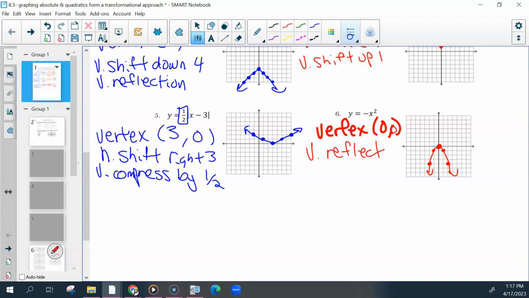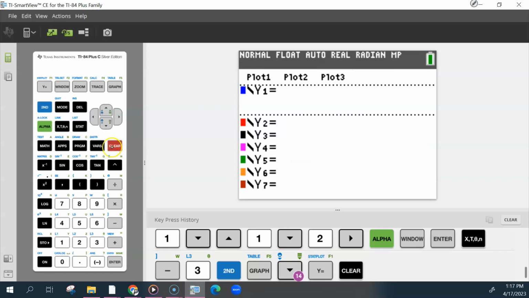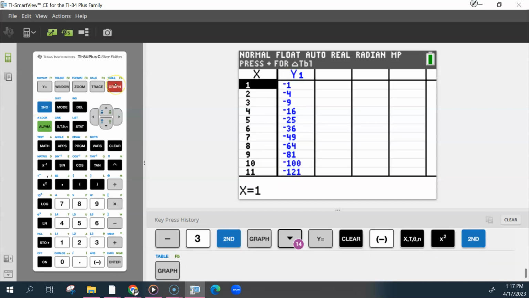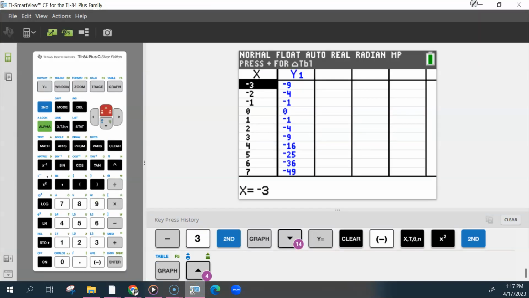So last thing, let's check this in the calculator, make sure we graphed it correctly. Put in negative x squared, go into the table. We started at 0, 0. We have negative 1, negative 1, 1, negative 1, and those match. And negative 2, negative 4, and 2, negative 4, and those also match.